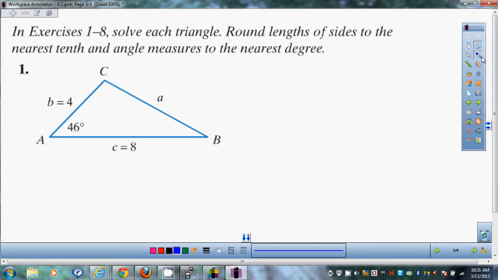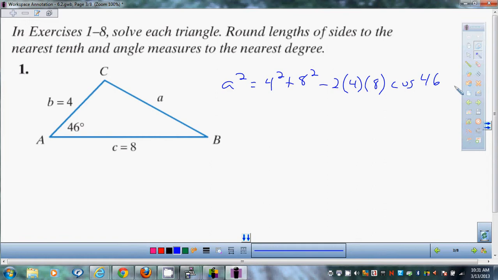What is the only angle provided in this problem? A. So which side has to be the side by itself? A. Very good. It's always going to be the side opposite the angle. So here we go. A squared equals B squared plus C squared minus 2BC cosine of A. And it's just that simple.